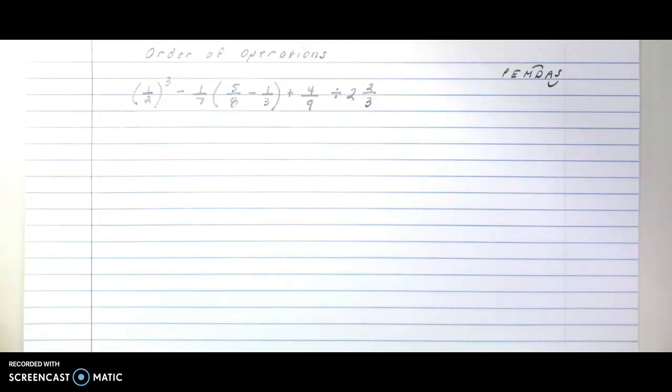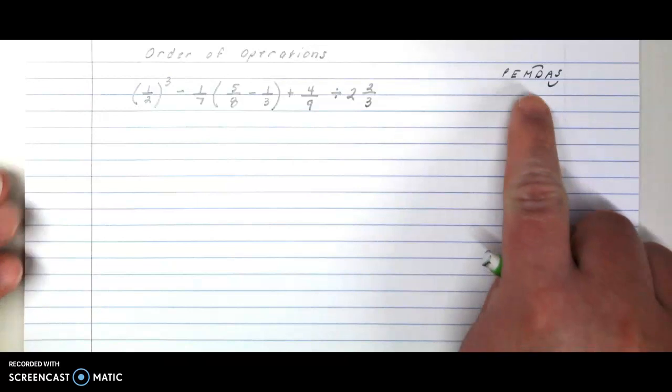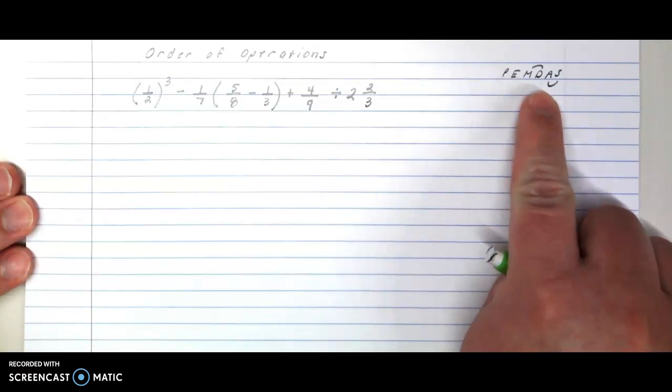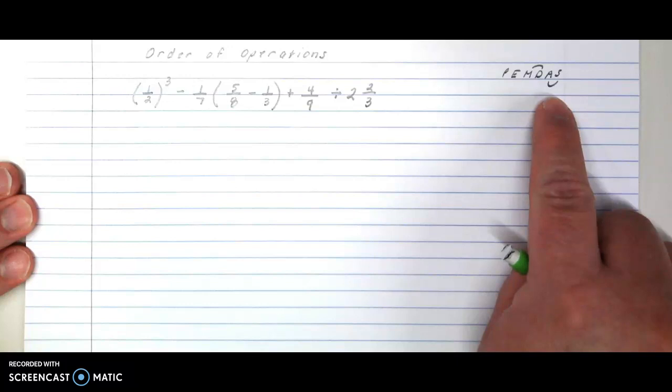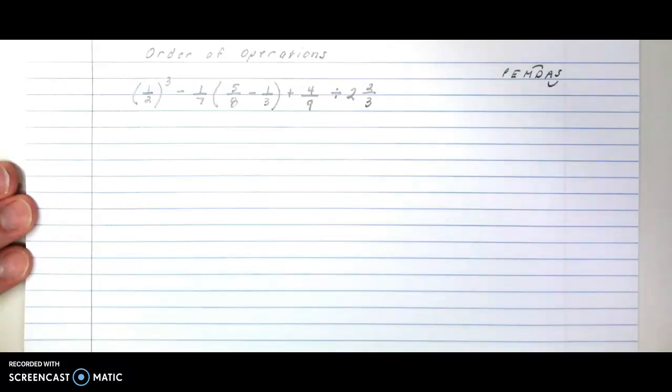This video will be a review of the order of operations that involve fractions. So I wrote over here to the right that for order of operations we follow PEMDAS. Remember that you multiply or divide from left to right, whatever comes first, and you add and subtract from left to right, whatever comes first. So let's take a look at our problem.